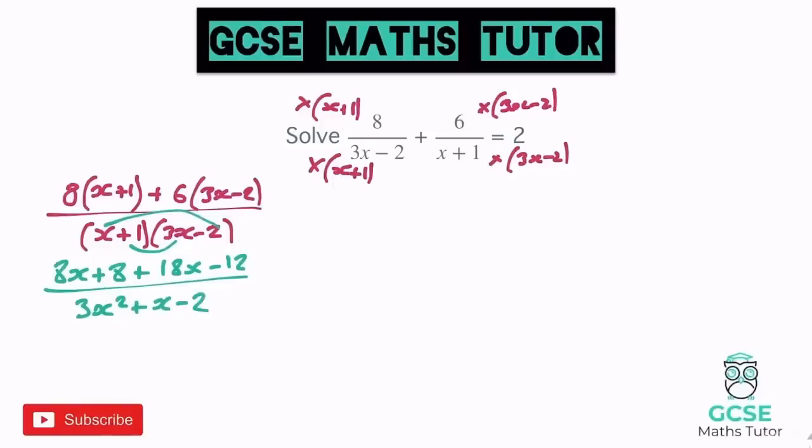Before I set it equal to 2, I'm just going to tidy up what's on the top there. We've got 8x and 18x, which is 26x. And plus 8 minus 12, which is minus 4. And that's all over 3x squared plus x minus 2. So now I've got a single fraction with a common denominator, and that equals 2.